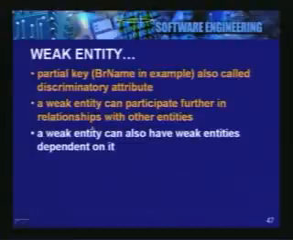A weak entity can also have weak entities depending on it. Okay. So there can be a chain of such weak entities, and you can see examples of these. For example, a large organization may have departments. So department is a weak entity. Departments may further contain sections. So section is a weak entity.